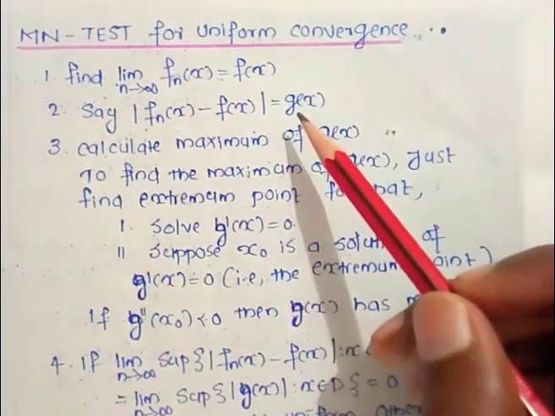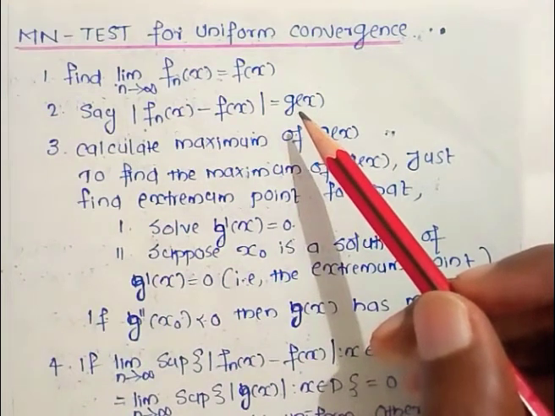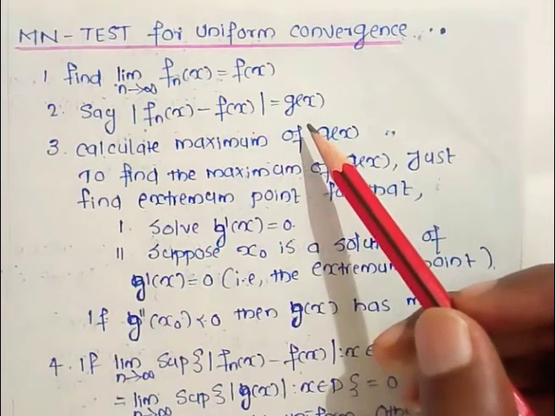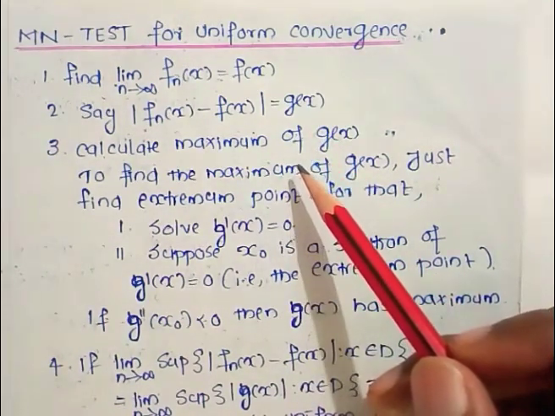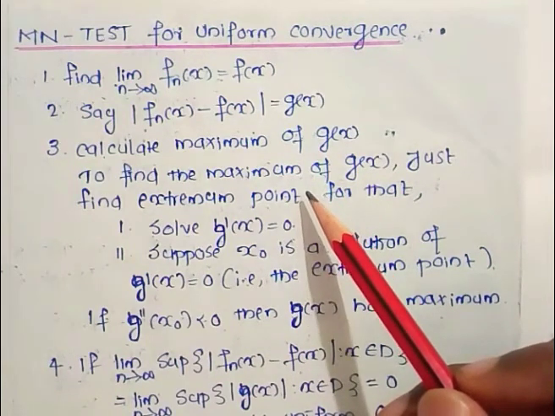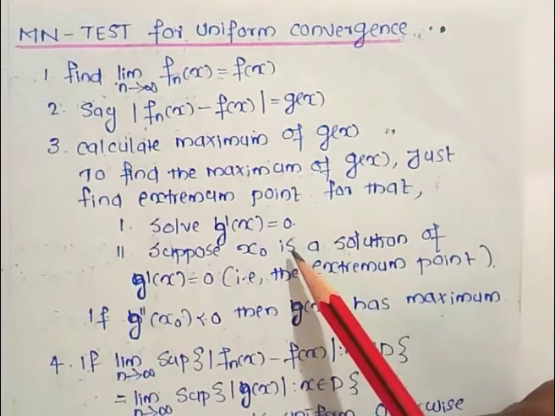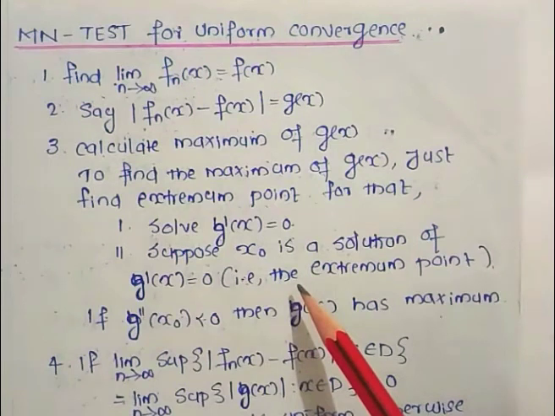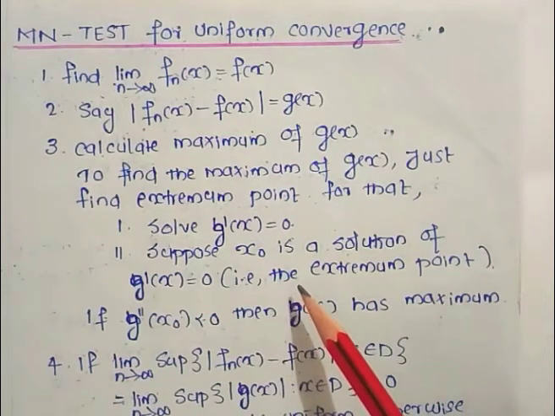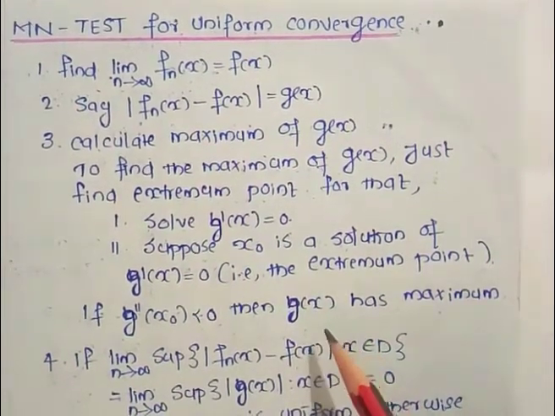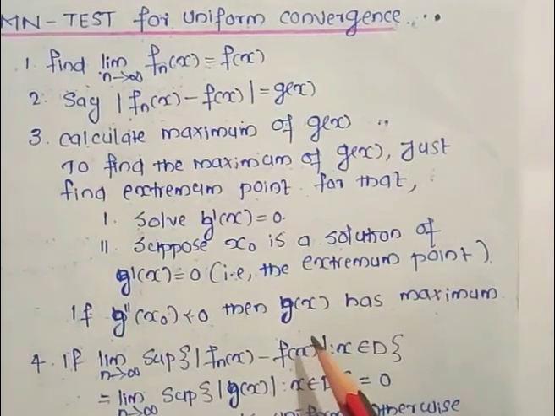First we want to find limit n tending to infinity Fn of x is equal to f of x. The second step, say mod Fn of x minus f of x is equal to g of x. Next we want to find the maximum of g of x. To find the maximum of g of x, we just need to find the extremum point. For that we want to solve g dash of x is equal to 0. Suppose x naught is a solution of g dash of x is equal to 0, that is, x naught is an extremum point. Next we want to check whether g double dash of x naught is less than 0 or not. If g double dash of x naught is less than 0, then g of x has a maximum.